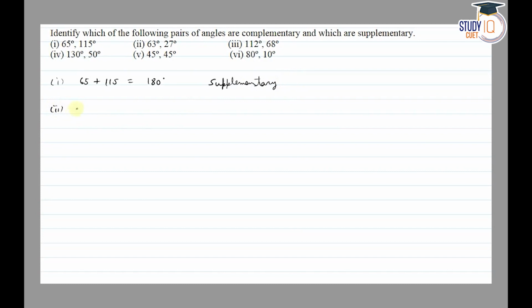Second, 63 plus 27. So 63 plus 27 is equal to 90 degrees. So they are complementary.